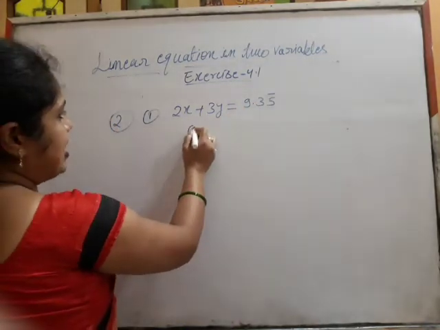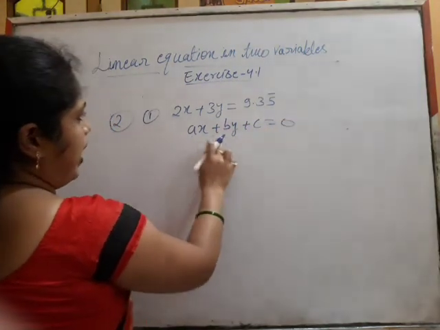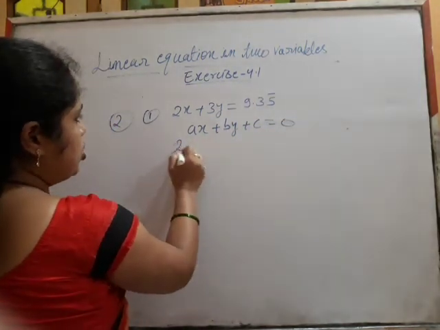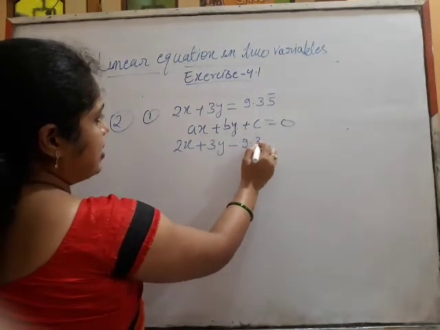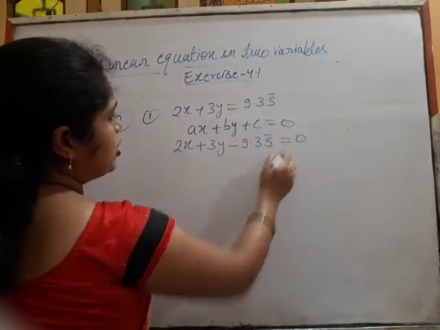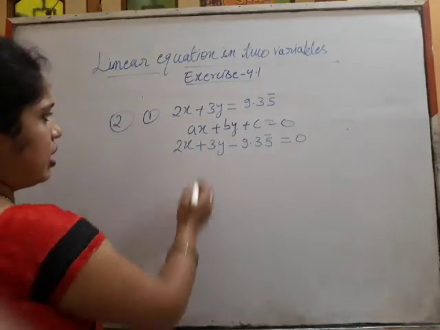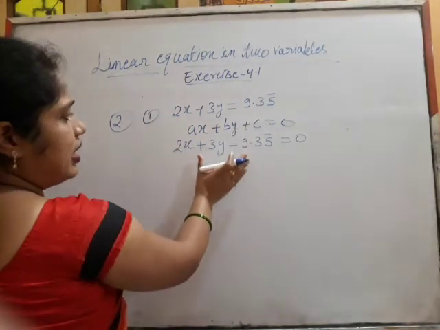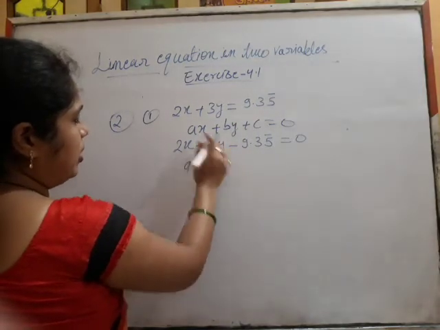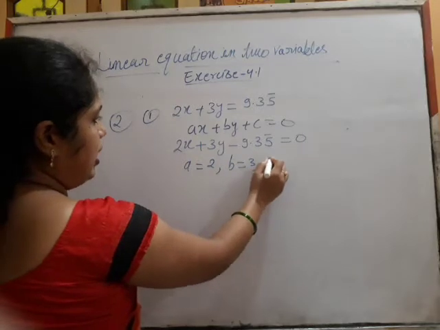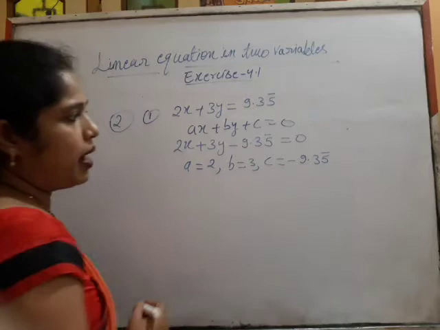Let us have it in the form ax plus by plus c is equal to 0. So we can write here 2x plus 3y minus 9.35 bar is equal to 0. We have just shifted this constant number to the left hand side. So a is equal to 2, b is equal to 3 and c is equal to minus 9.35 bar.